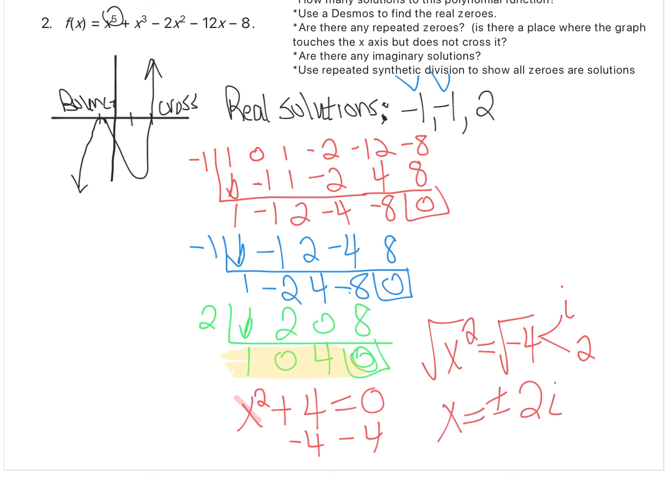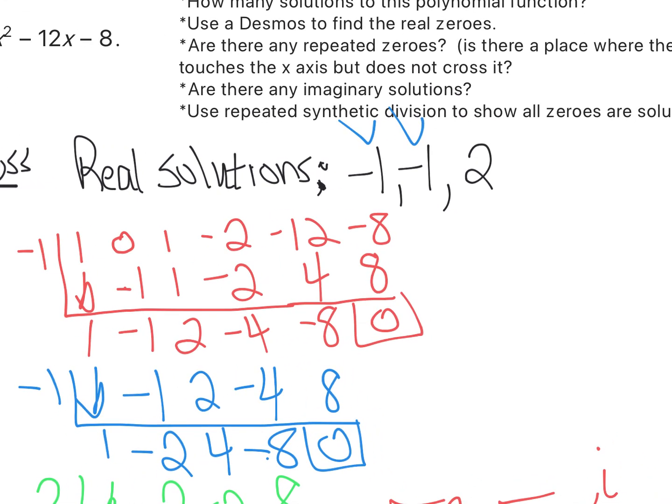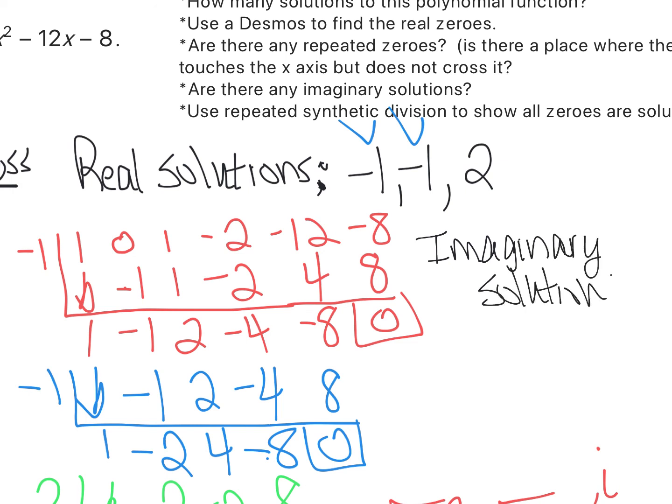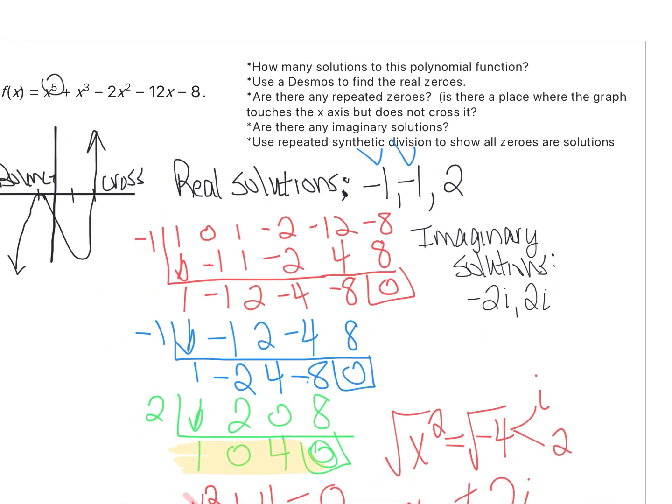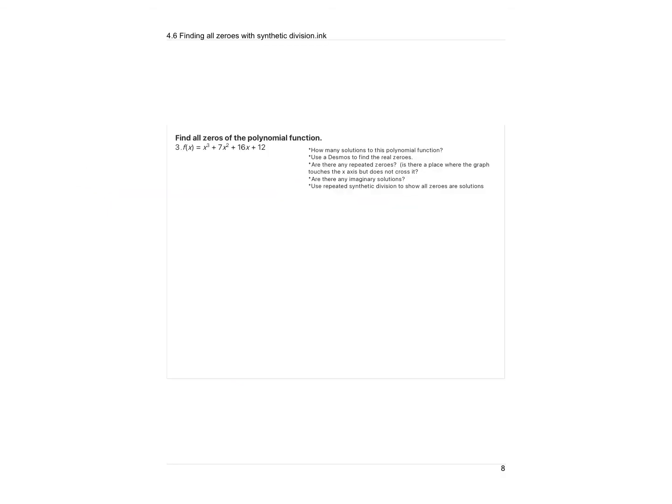So my imaginary solutions up here, my real solutions are listed. My imaginary solutions, let's put those back into black. My imaginary solutions are going to be at -2i and +2i. So now I needed 5. I got 1, 2, 3, 4, 5 solutions, which is what the fundamental theorem of algebra tells me that I should have gotten. Okay, let's look at one more.